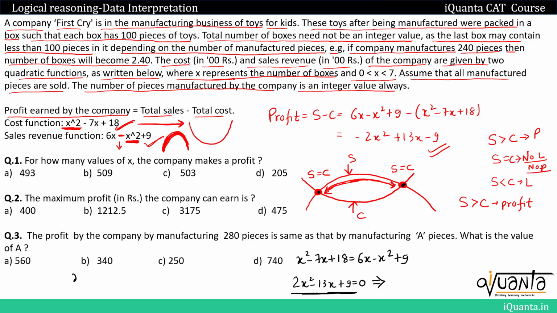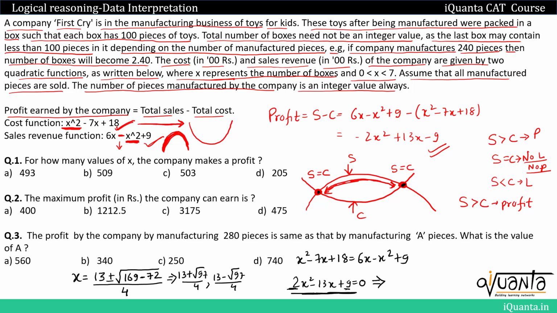Now the roots of this equation will be minus b, that means 13, plus minus under root b square, which is 13 square, which means 169, minus 4ac. So 4 into a is 2 into 9. So 4 into 2 is 8, 8 into 9 is 72, upon 2 into a, which is 2, so 2 into 2 is 4. So one of the roots of this equation will be 13 plus root 97 by 4. Another will be 13 minus root 97 by 4.